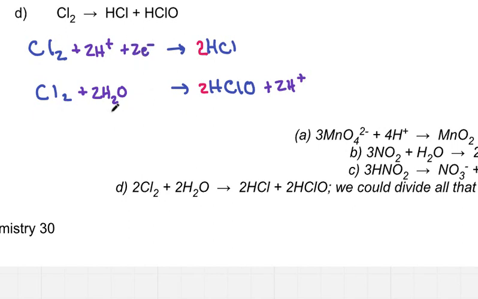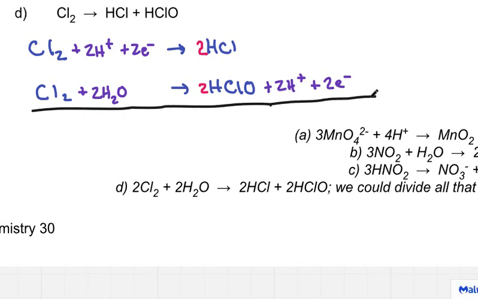And here, 0 on the left, plus 2 on the right. Right side needs to be dragged down, so we give it 2 electrons. And a lovely thing has happened. Our electrons match great. No need to fix anything. Cancel electrons. Cancel electrons. Cancel hydrogen. Cancel hydrogen. And I believe that's all we can cancel.